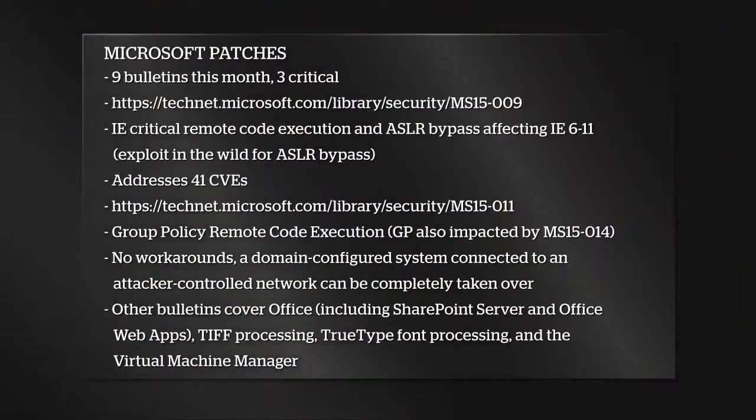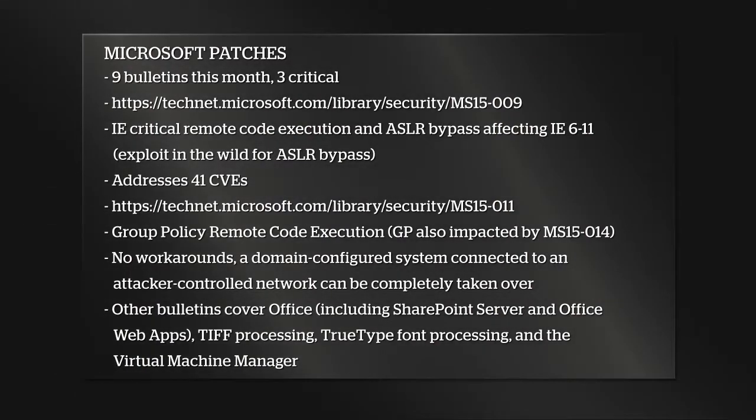A couple of the important ones that I wanted to highlight today. MS15-009 is this month's IE updates. It addresses 41 CVEs, so there's a lot of stuff that they're patching in IE this month, including the critical remote code execution vulnerability and an ASLR bypass. That's the address space layout randomization bypass. So if the bad guys can bypass that, they can target particular things in particular areas of memory.